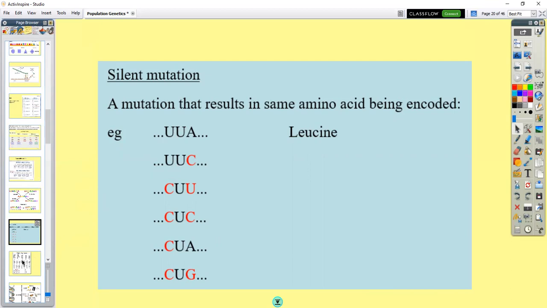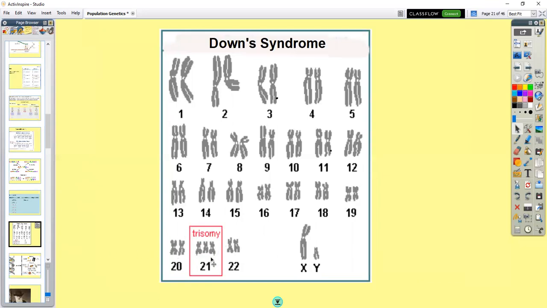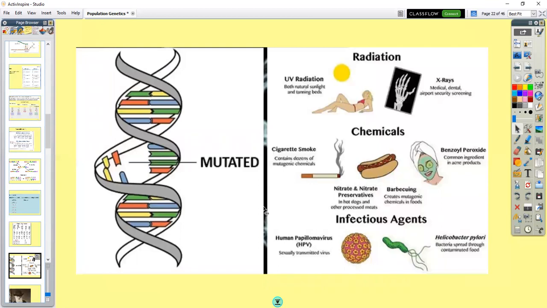Okay. We also have chromosome mutations, and as that suggests, it's a whole chromosome causing a mutation. So Down syndrome is an example of that. Down syndrome is an extra chromosome on pair 21. So we have 3 chromosomes here, which gives that person 47 chromosomes rather than 46. So that's an example of a chromosome mutation. Mutations can be caused by many different things: radiation, different chemicals, different viruses can cause mutations as well.